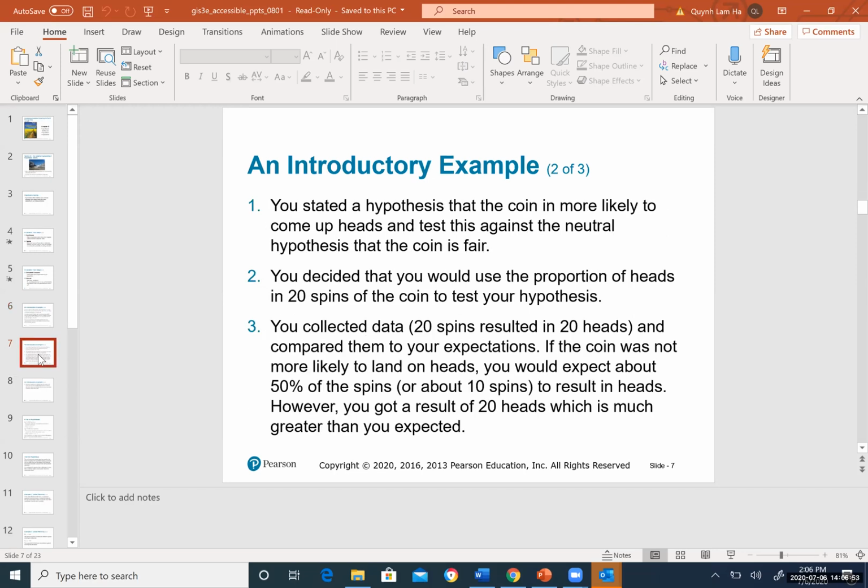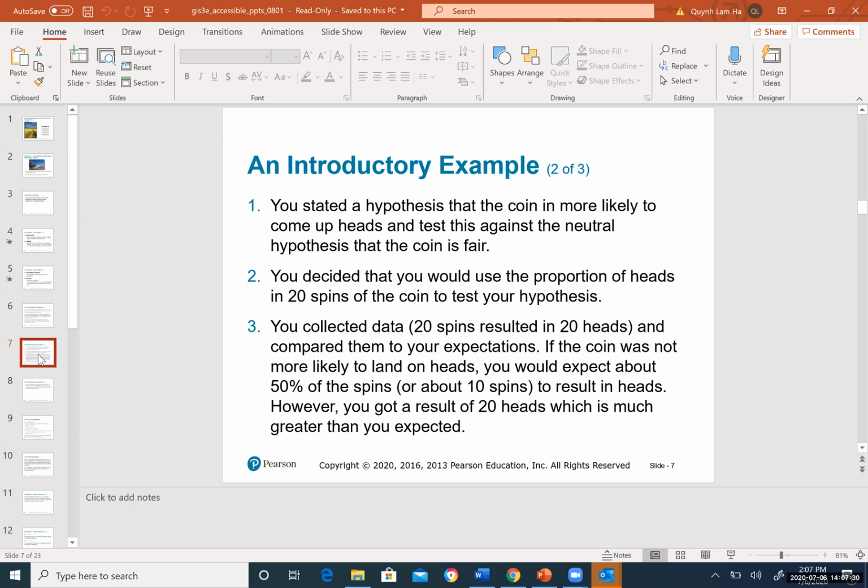So right here is the explanation. First step, you stated the hypothesis that the coin is more likely to come up heads, and test this against the neutral hypothesis that the coin is fair. Step 2, you decided that you would use the proportion of heads in 20 spins of the coin to test your hypothesis. Step 3, you collected data, so 20 spins resulted in 20 heads, and compare them to your expectation.